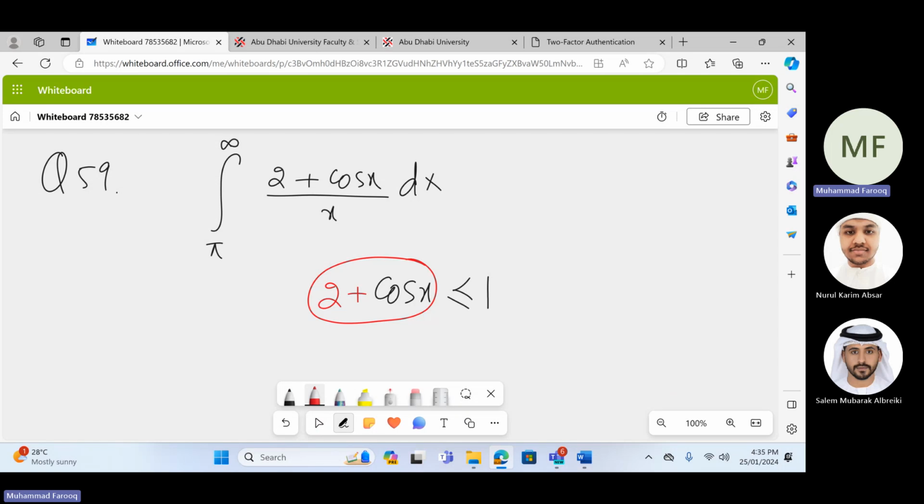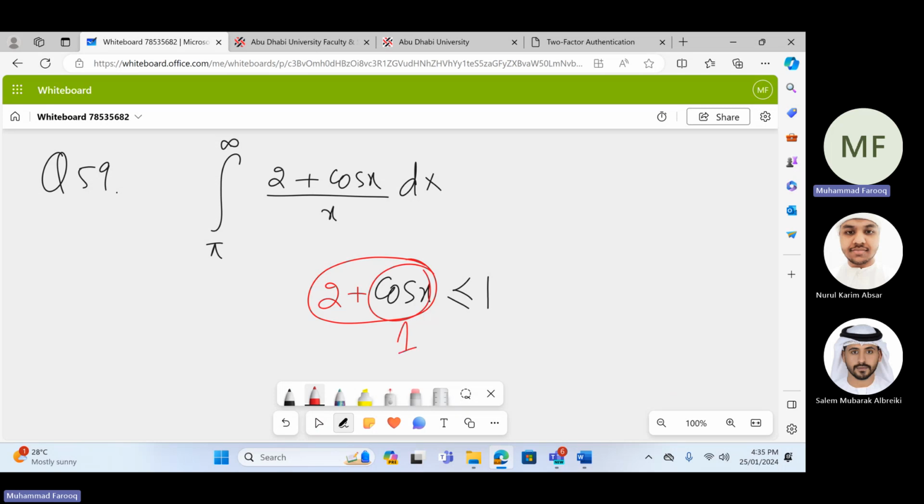See, the cosine answer is at most how much? 1. If I add 2, it's more than 1, or maybe equal to 1. Should I change the inequality? Should I reverse it or not? Yes, it becomes greater.